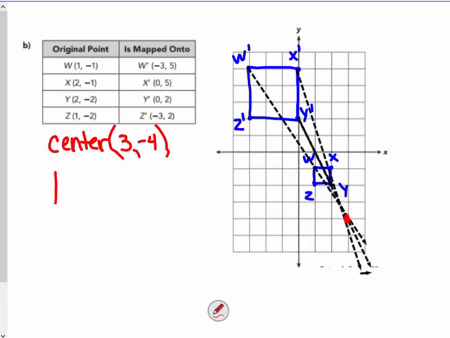And the scale factor, K: the image is a length of 3 units. And they're both above my center of dilation. So this is going to be a positive scale factor. And WX, the original, is only 1 unit in length. So K equals +3/1. So it's a scale factor of 3 with center at (3, -4). We're going to practice some of this in class tomorrow.